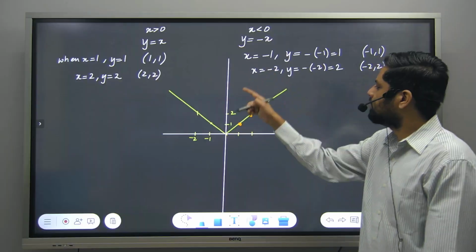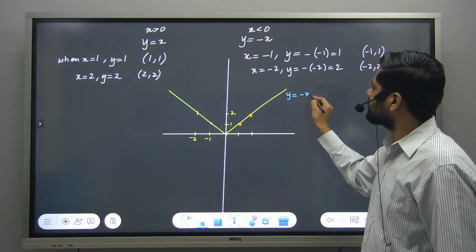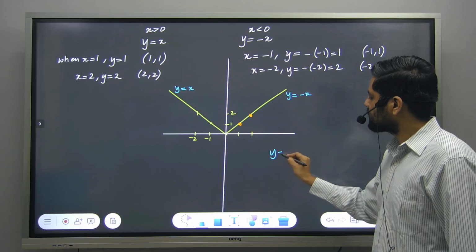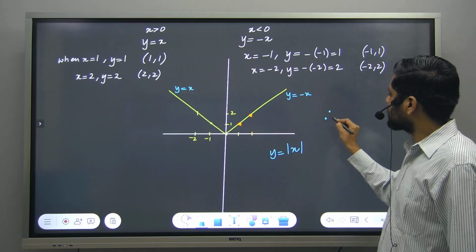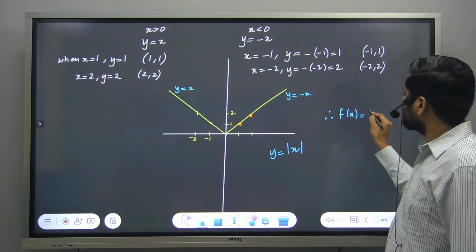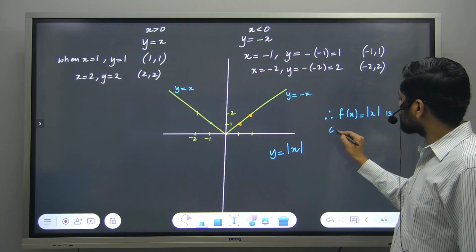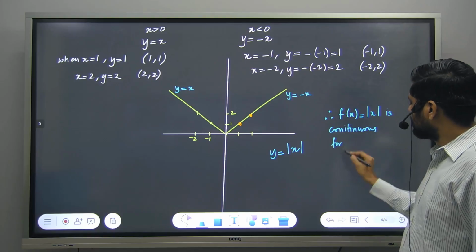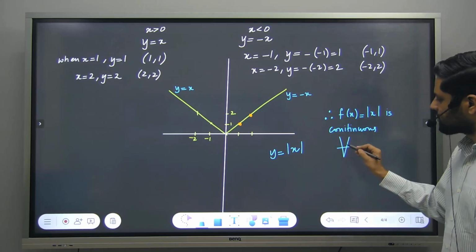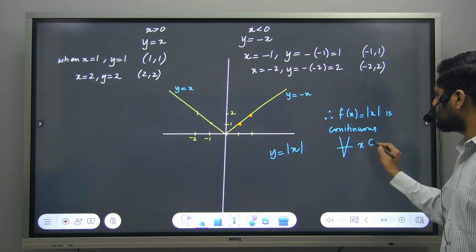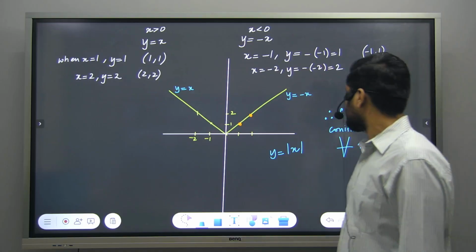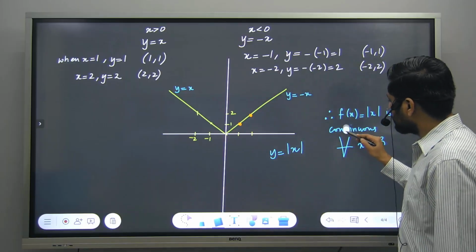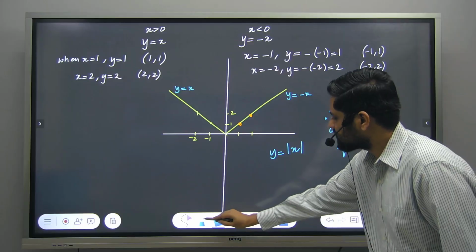But what is happening here? This was the graph for y is equal to minus x and this was the graph for y is equal to x. All together it is a graph for y is equal to mod of x. Therefore, the function f of x, which is mod x, is continuous at all real numbers. This is the symbol for all, x belongs to real numbers. For all real number values, it's a continuous function. I think it's clear with the modulus function. Yes, it was very simple.